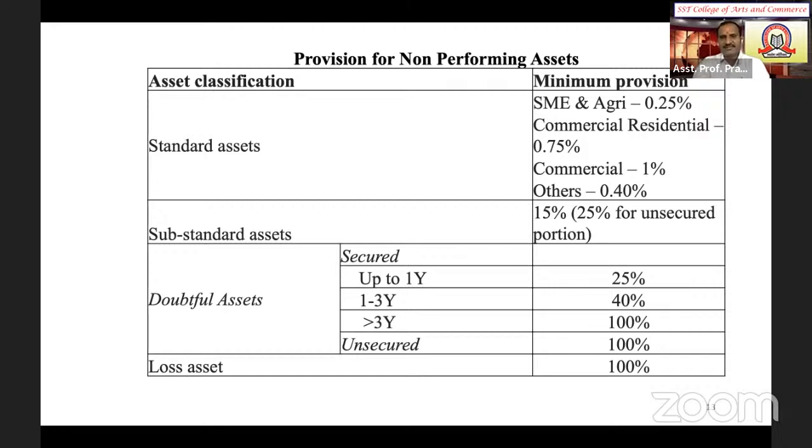Regarding doubtful assets, again there are 2 categories: secured and unsecured. In secured, as per the RBI, up to 1 year we calculate 25% provision, 1 to 3 years 40%, and more than 3 years 100%. If the doubtful asset is unsecured, the provision is 100%. And finally, loss assets are 100%. So sometimes the university will ask you this question for 7 or 8 marks.